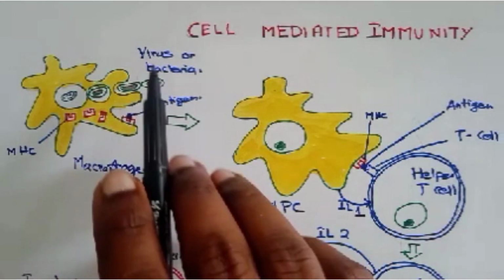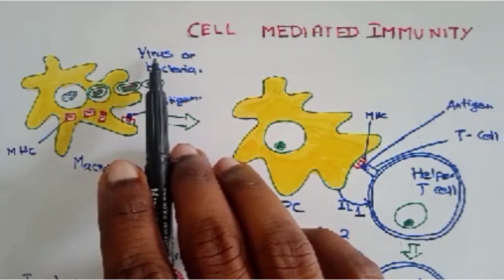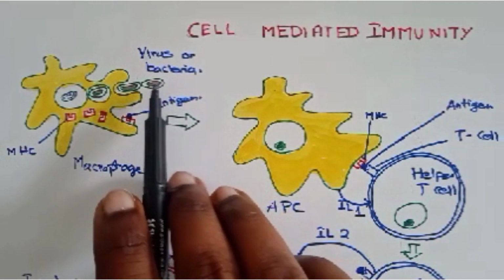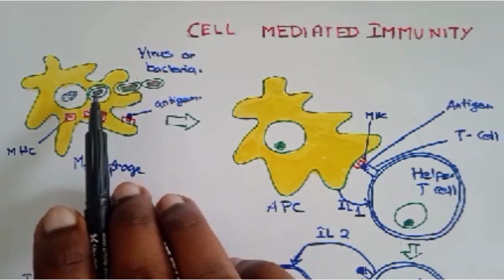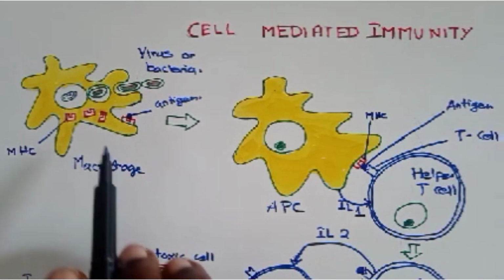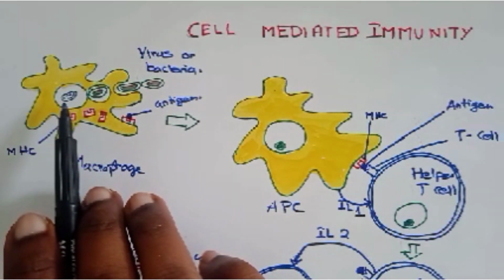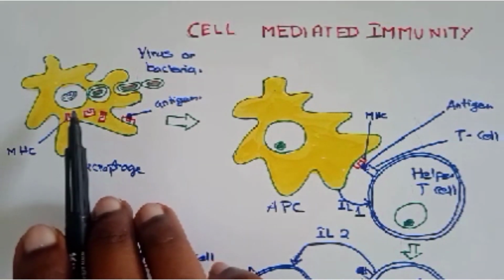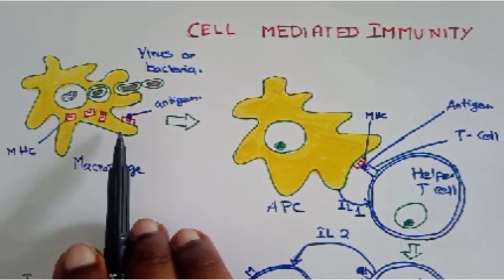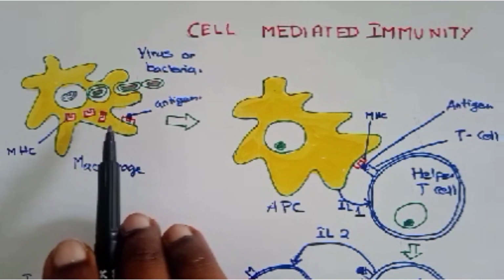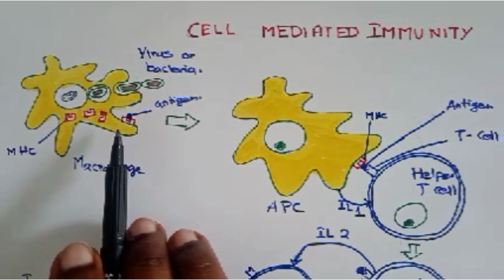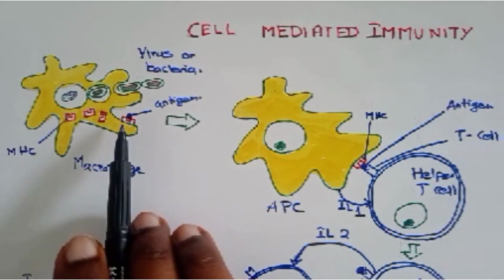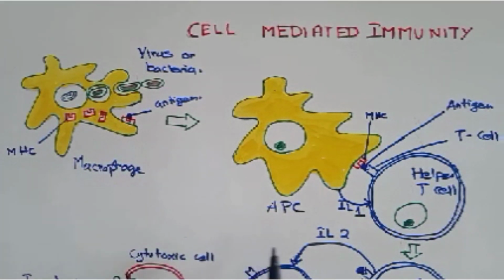The macrophage engulfs foreign organisms like viruses and bacteria. These viruses and bacteria are the antigens. They are engulfed by the macrophages and formed into polypeptides. Those polypeptides are processed and presented to the cell surface by the major histocompatibility complex. This MHC presents the antigen, and now the macrophage is called an antigen presenting cell.